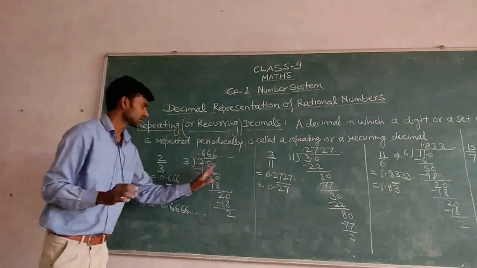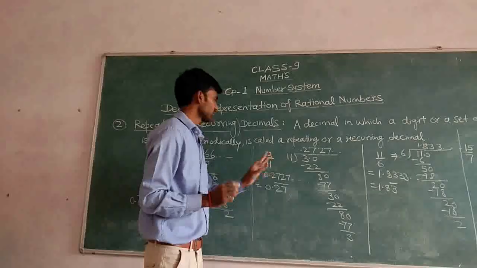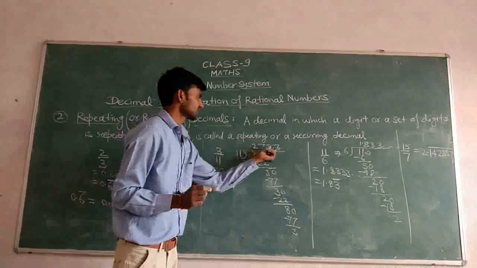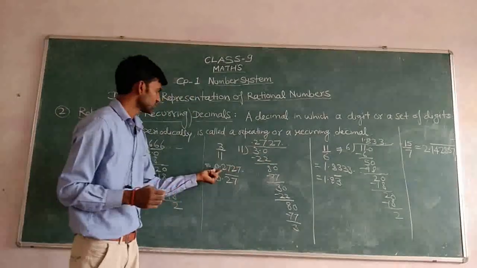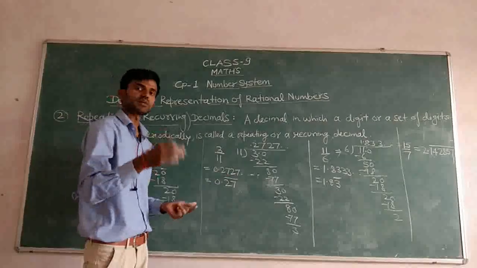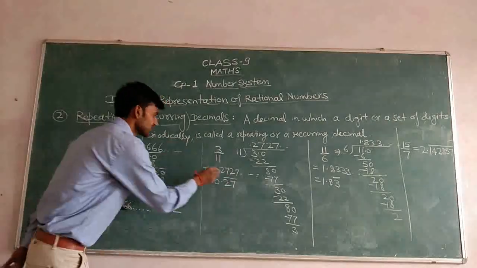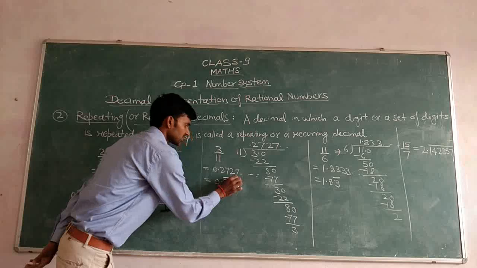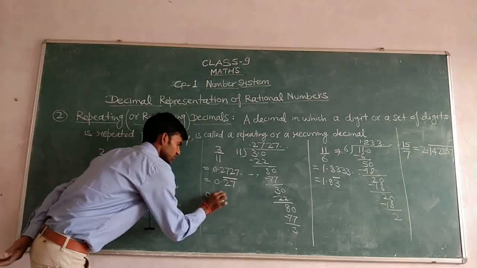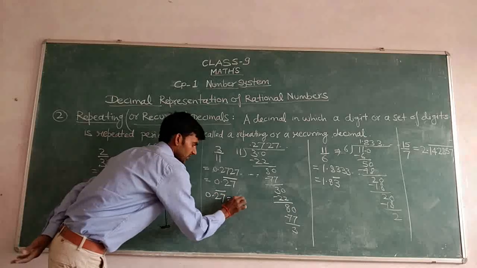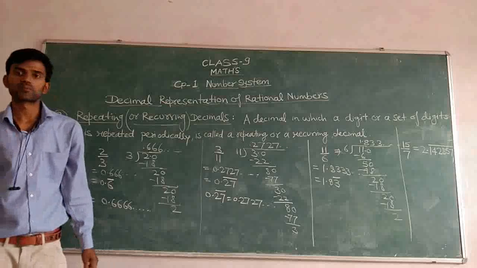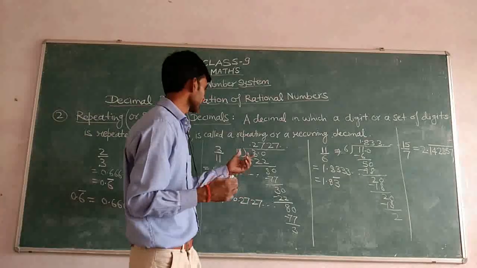Okay. In the next example, 3 upon 11. Divide. Here 2 digits are repeating: 0.27, 27 and so on. 27 is repeating again and again. So put a bar over 27. This 0.27 bar means 0.27, 27 and so on. This is the repeating block.